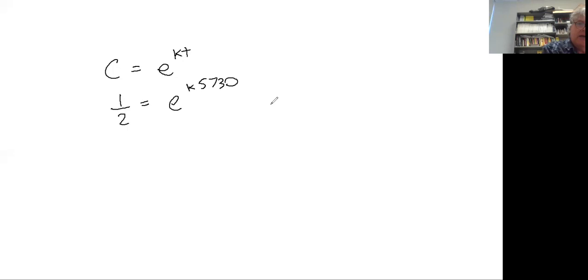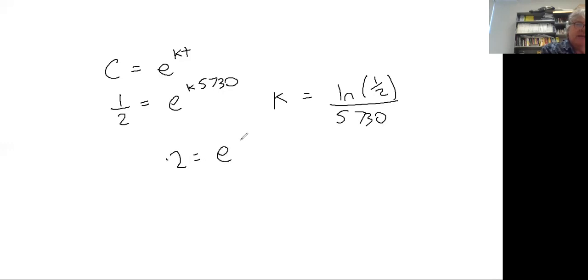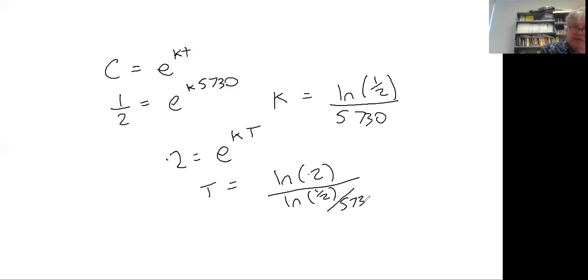So k equals ln of a half divided by 5,730. And so we want to know how long does it take for 20% to survive. So e, and then we use this k over here, and t is what we're trying to solve for. So t equals ln of 0.2 divided by our k, which is ln of 1/2 divided by 5,730.